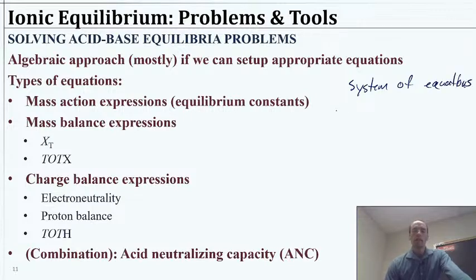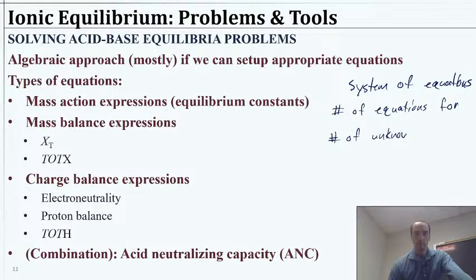So we need some number of equations for some number of unknowns. And maybe we're solving for the pH, or maybe we're solving for how much acid we have to add to achieve some pH, right? We talked about that already. Like, what's the deal? What are we aiming for? Could be different.